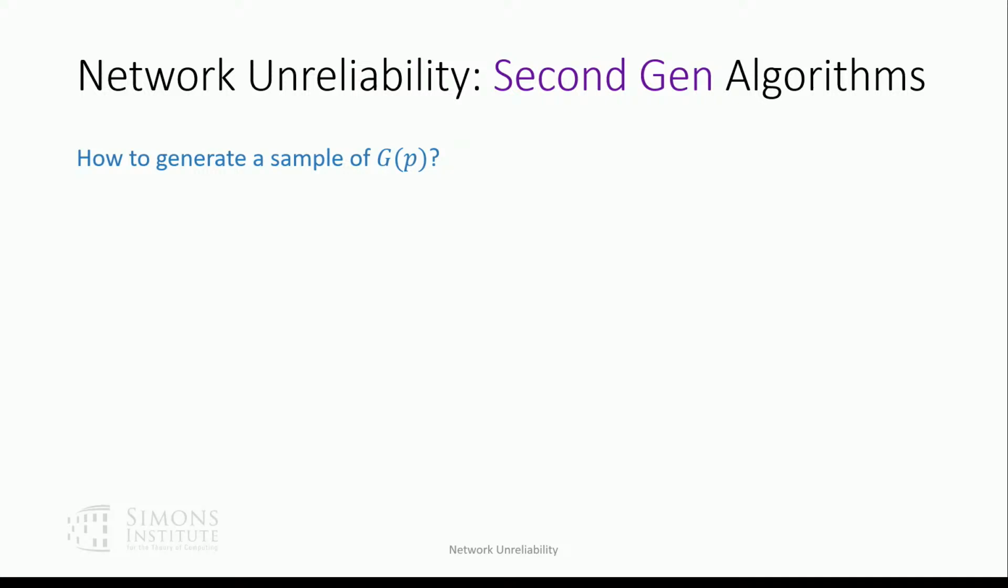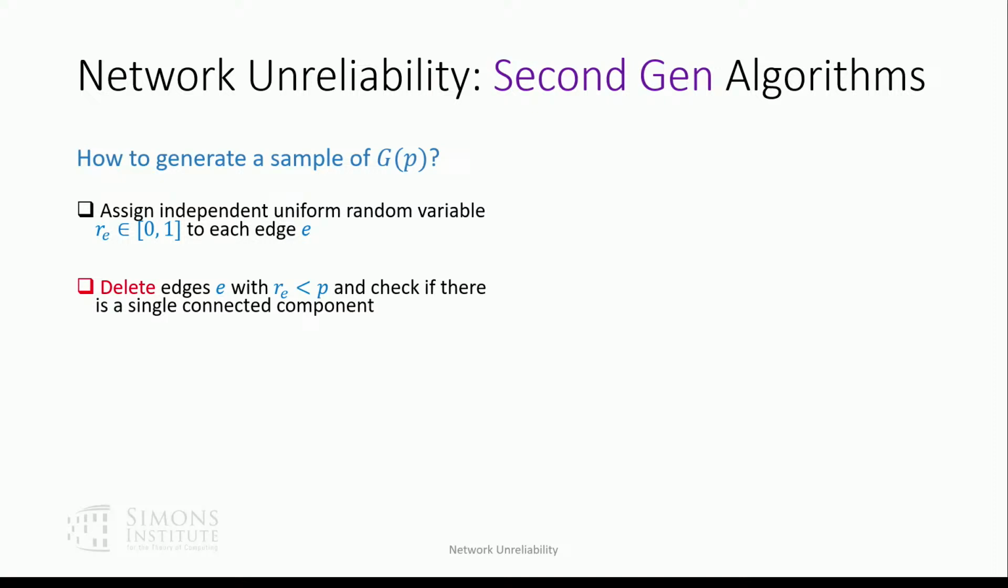But let's look at this process slightly differently. Let's assign an independent random variable r sub e to every edge e. So I just toss a coin on every edge and assign an independent random variable.